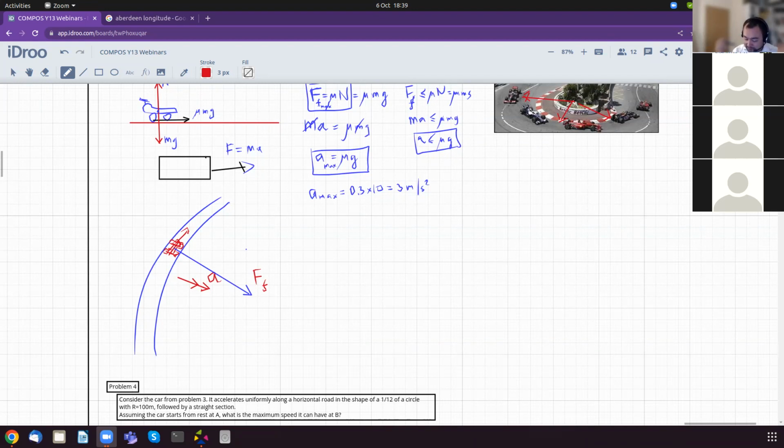And that friction force has a maximum value of mu mg. And that's the maximum acceleration at which you can travel. Now, as you increase your speed, the air resistance increases. So you have resistive forces. There is another type of friction against the road, which is called rolling friction.